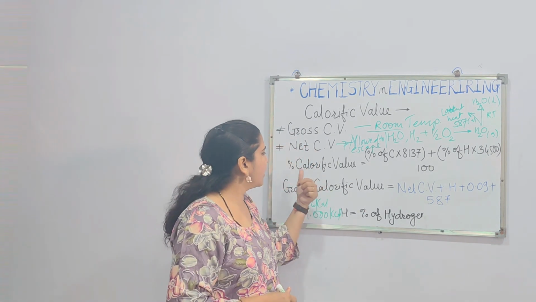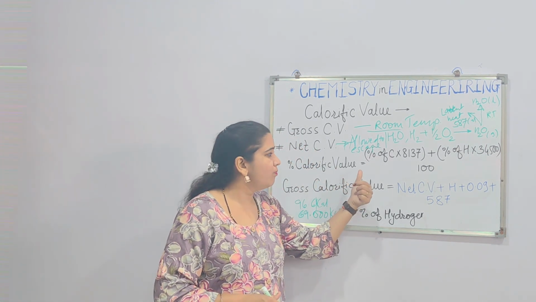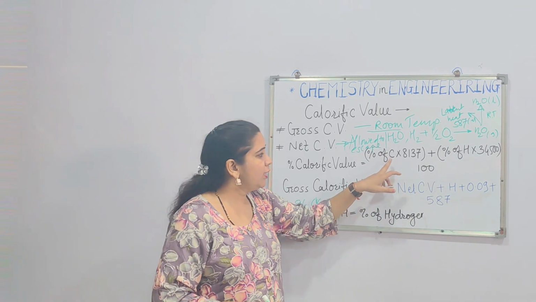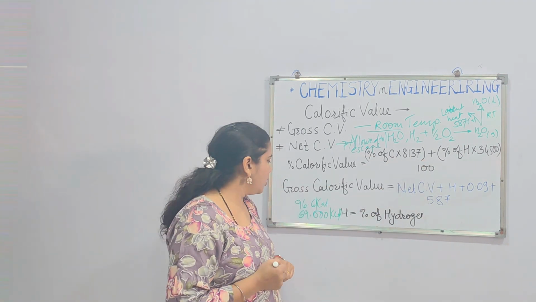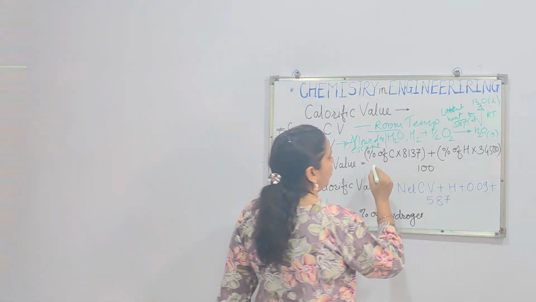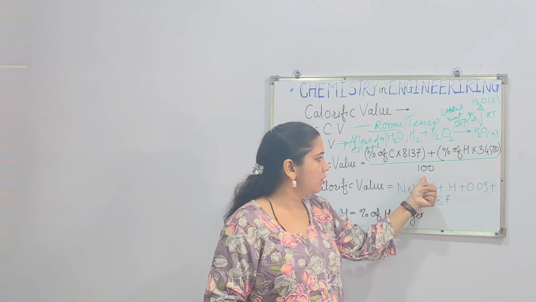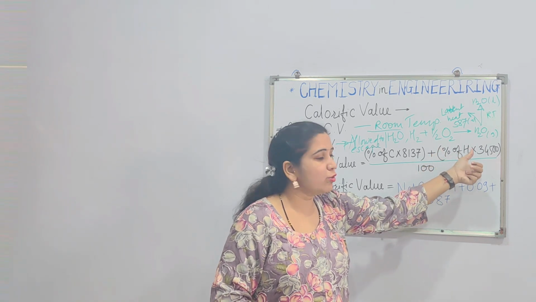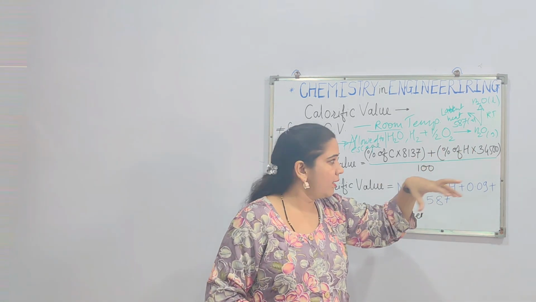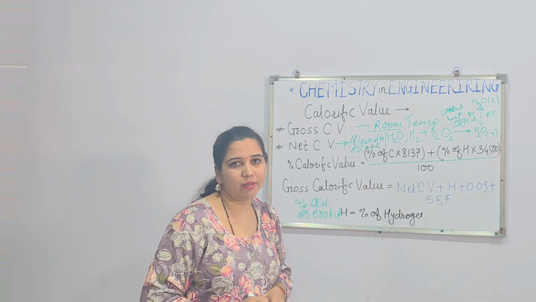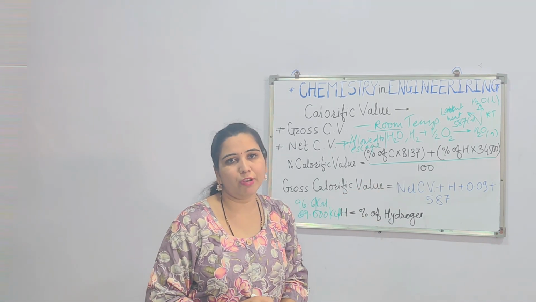On that basis, we can calculate the percent calorific value, which is equal to the percentage of carbon into 8137, plus the percentage of hydrogen into 34500, all divided by 100. It will give us the percent calorific value.